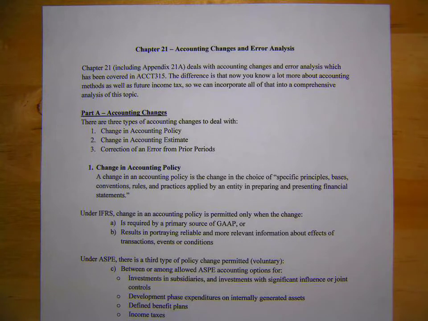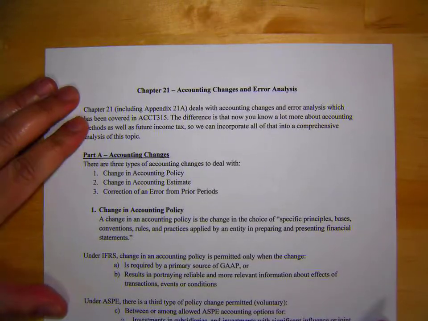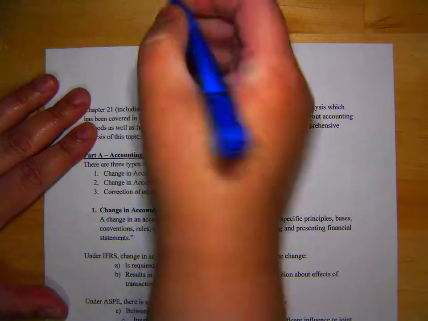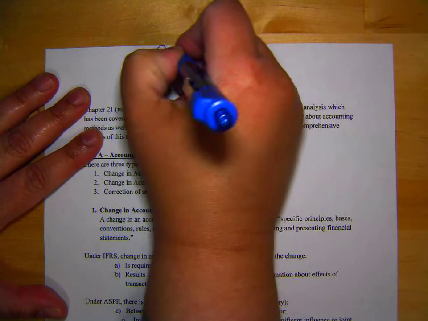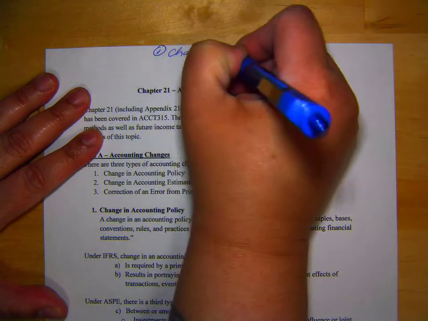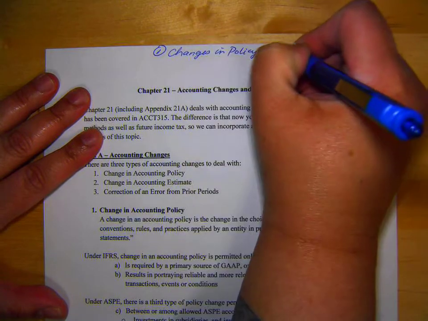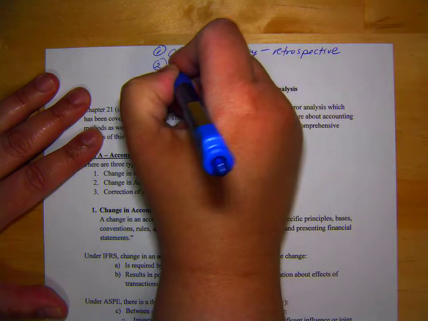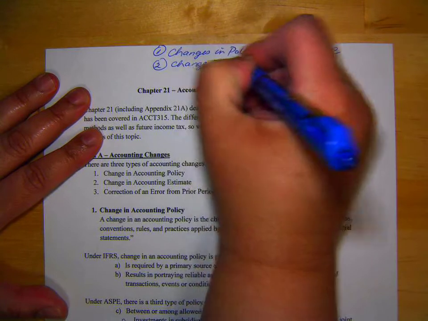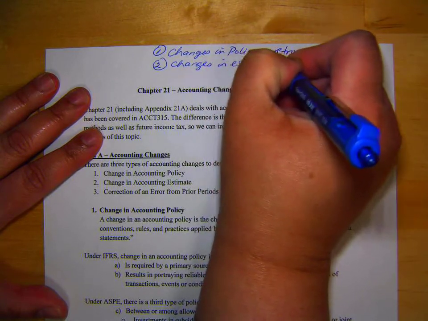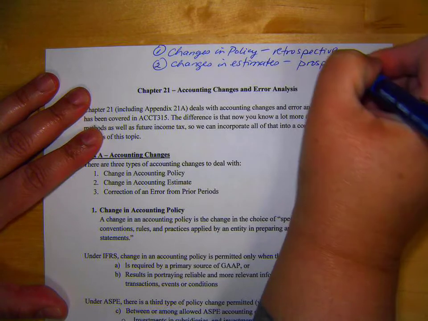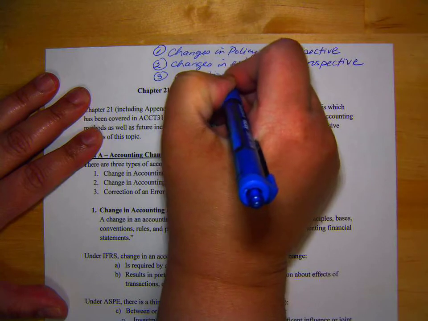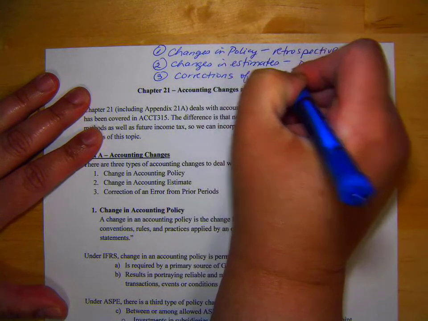First, we're going to look at accounting changes in policy, which we adjust retrospectively. We're going to talk about changes in estimates, which we adjust prospectively. And we're going to talk about corrections of errors, and those are retrospective. So that's going to pretty much sum up the chapter.